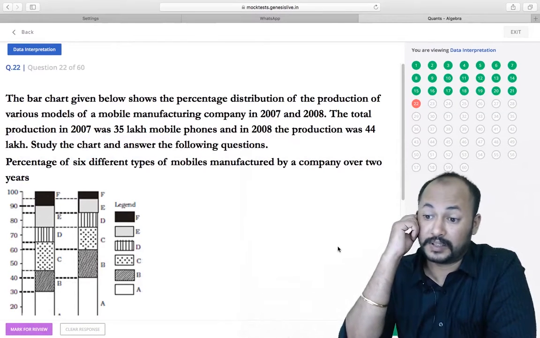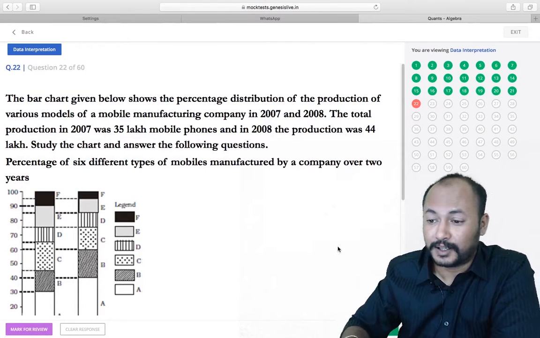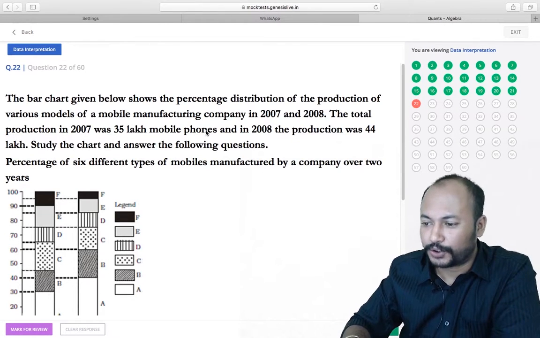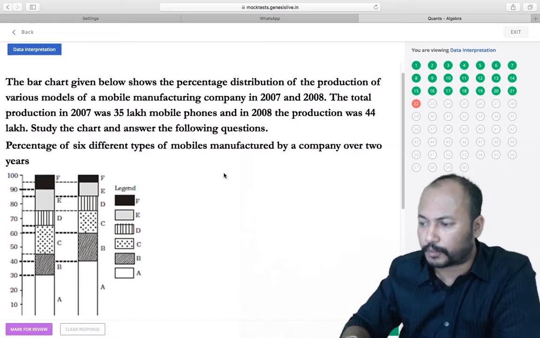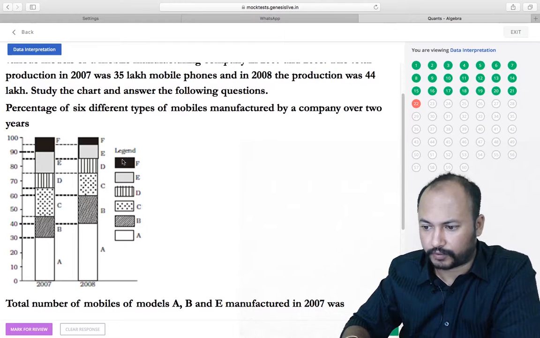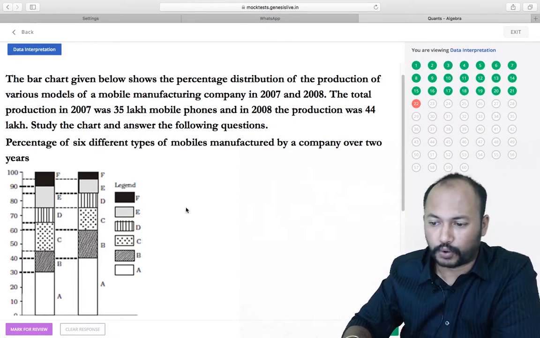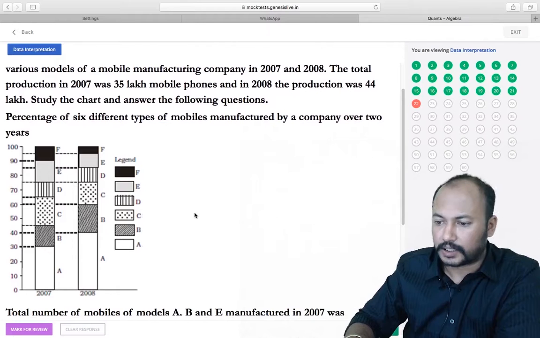New one. The bar chart. Oh, looks very complex now. Let's see. The bar chart given below shows the percentage distribution of the production of various models of a mobile manufacturing company in 7 and 8. Total production in 7 is given as 35 lakhs, and in 8 was 44 lakhs. Fine. Study the chart and answer.